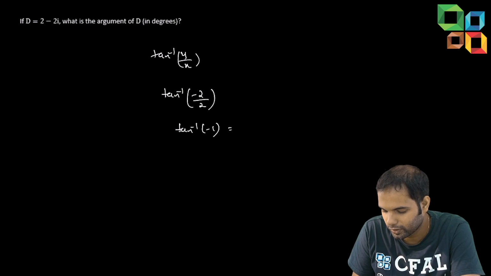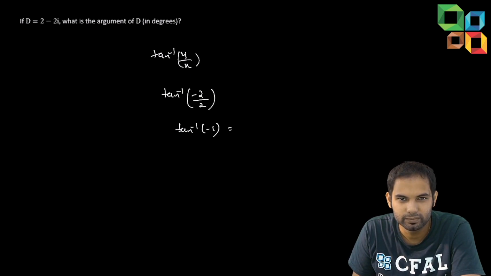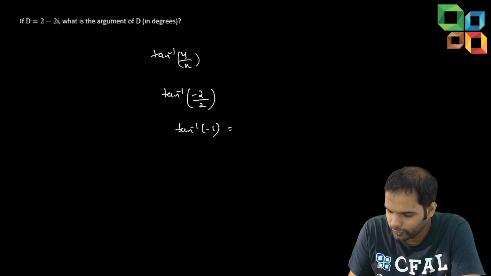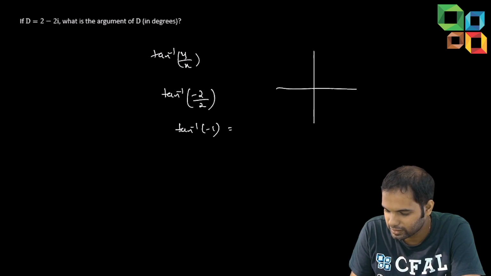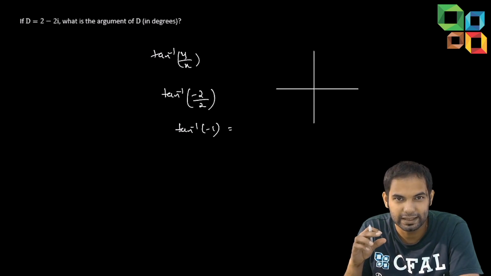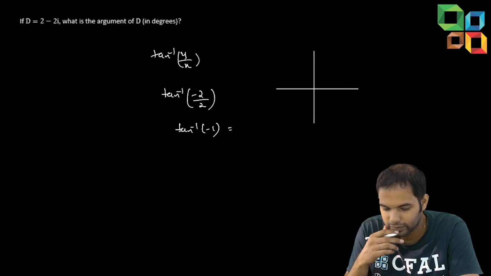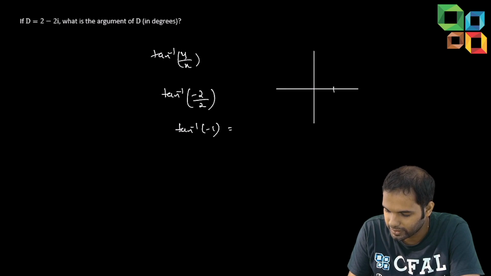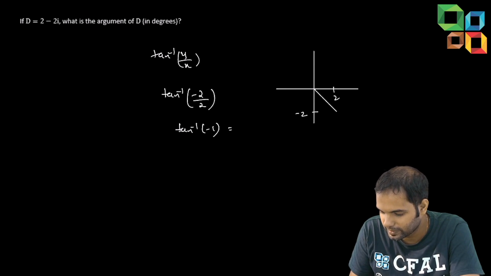Now I hope you know this is nothing but tan inverse of a negative number. If you have some confusion, do one thing. If you're not particularly sure, just see where the point lies. The real part is positive, so it should be here. The imaginary part is negative, minus 2, is here. So the point is to be something like this.